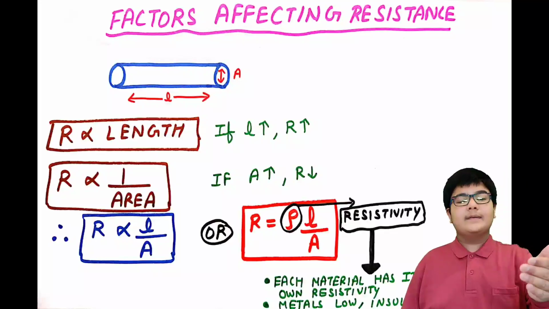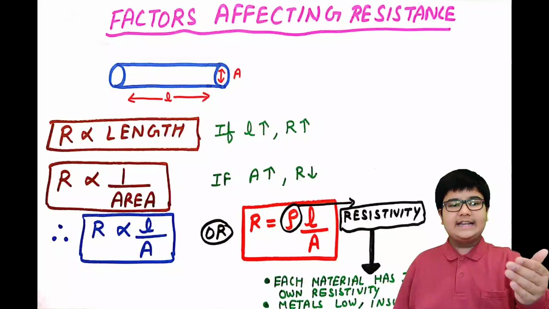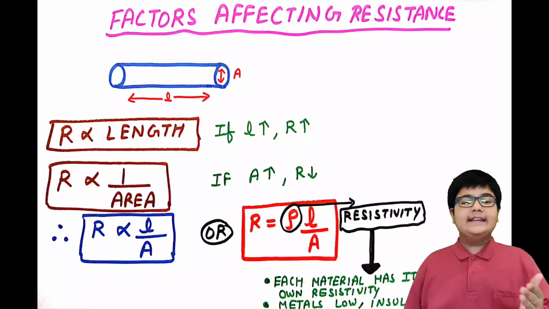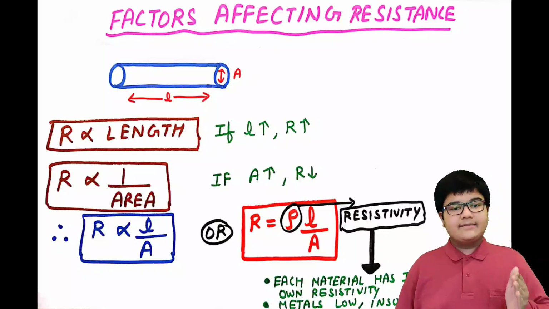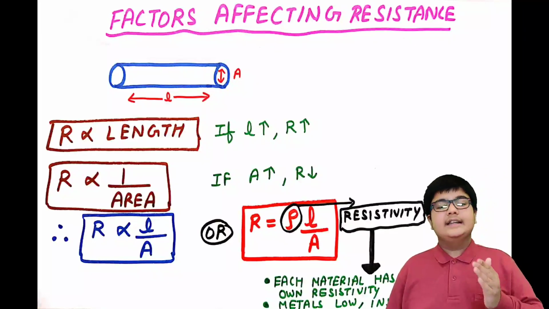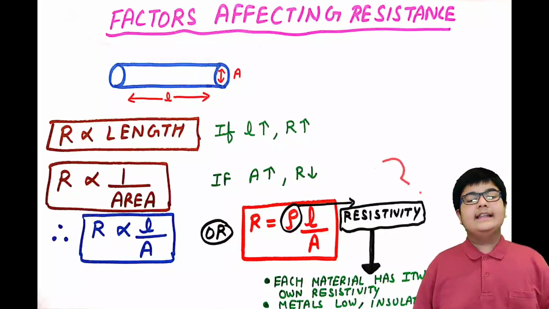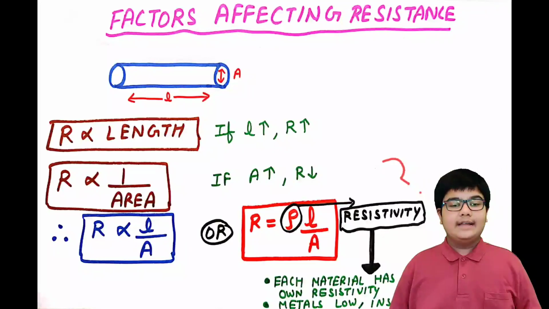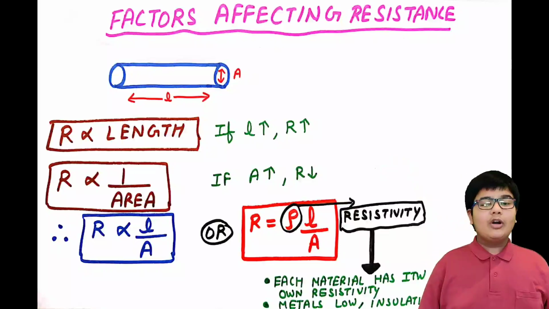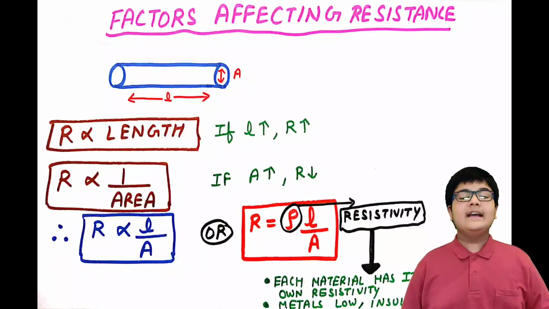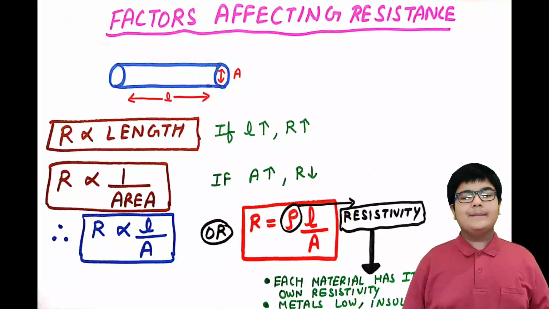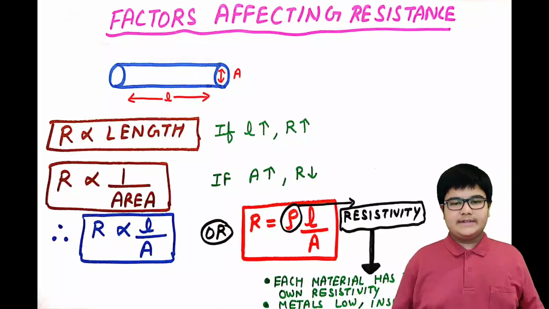And if we remove the sign of proportionality and place a constant, then we get the statement that R is equal to constant times length upon area. And this constant here is resistivity, represented by the Greek letter rho. Now what is this resistivity? This is basically a constant, and every material has its own resistivity.